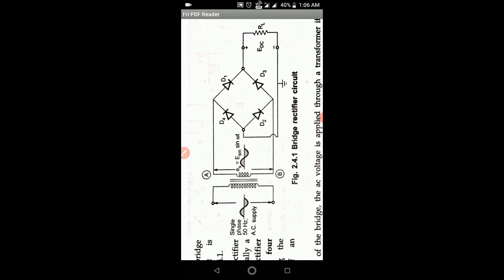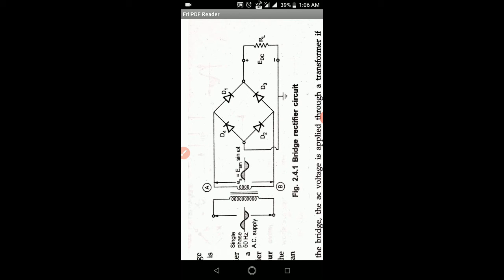Now, the next topic is the bridge rectifier. The basic bridge rectifier circuit is shown here. The bridge rectifier circuit is essentially a full wave rectifier circuit using 4 diodes.